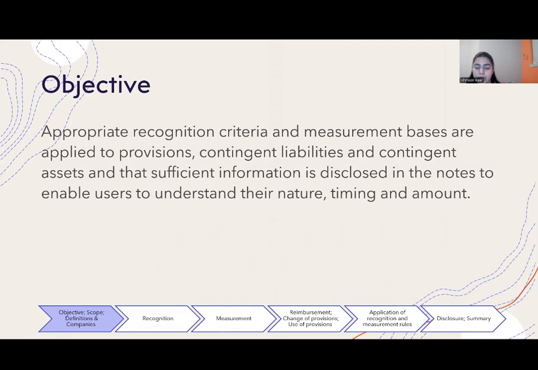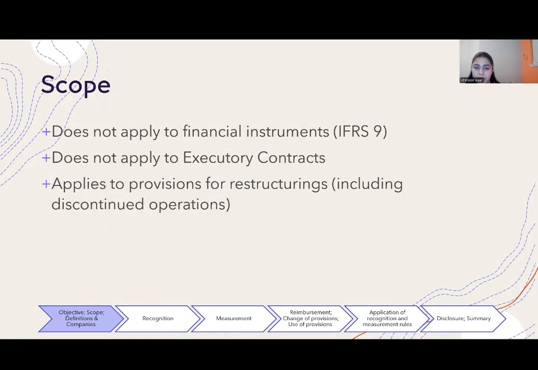For objective, we will be discussing how appropriate recognition criteria and measurement bases are applied to provisions, contingent liabilities, and contingent assets, and that sufficient information is disclosed in the notes to enable the user to understand their nature, timing, and amount. For the scope, IAS 37 is not applied to any financial instrument because they're part of IFRS 9, and it does not apply to executory contracts, but it applies to provisions for restructuring, including discontinued operation.